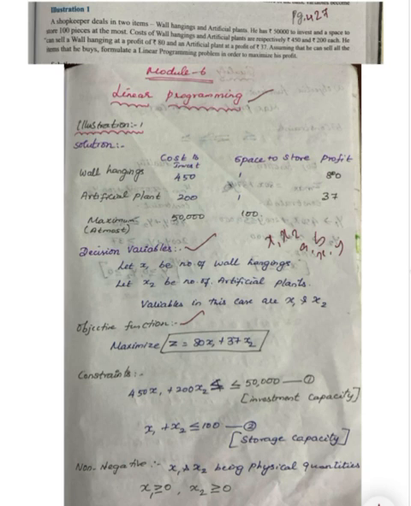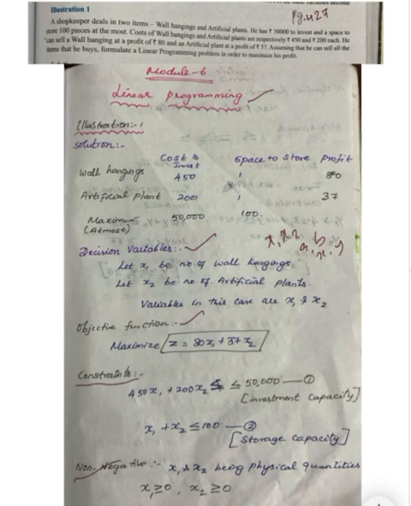Next one is constraints. Constraints are nothing but our limitations. What are all the limitations involved in this particular problem? That is called constraints. We have to decide the constraints, and accordingly we have to write an equation for those constraints. And the final one is non-negativity.